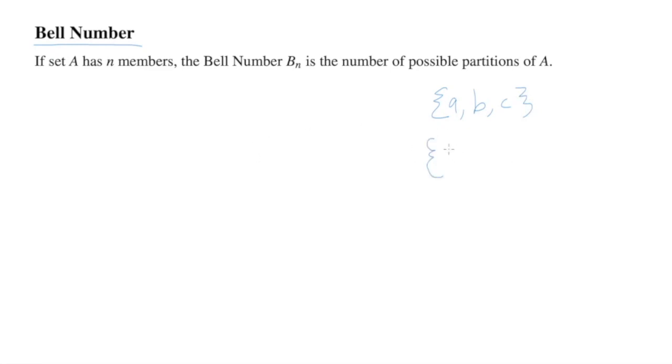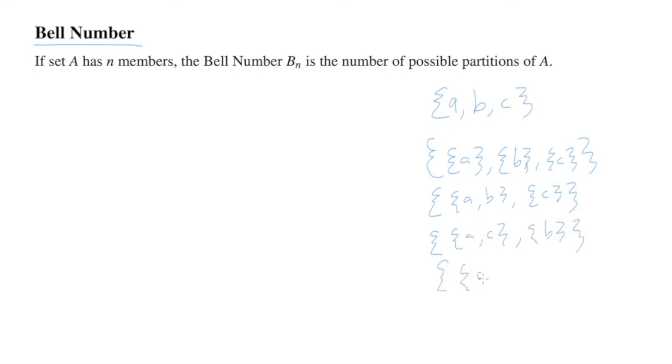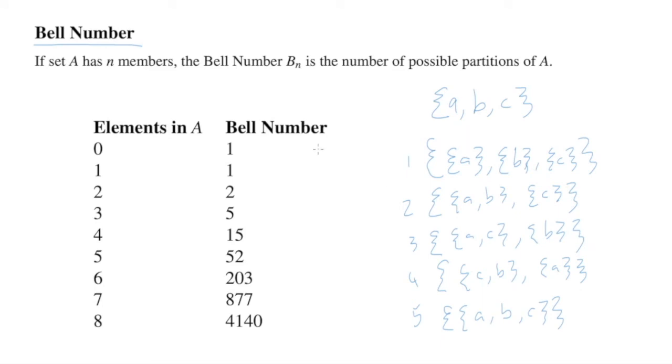One would be all the members just in sets on their own. One would be putting A and B together and leaving C. We could also put A and C together and leave B. And we could also put C and B together and leave A. And then finally, we could just have all the elements together. So the Bell number for this set of 3 members is 1, 2, 3, 4, 5. Here's a table of the Bell number for sets of various sizes.